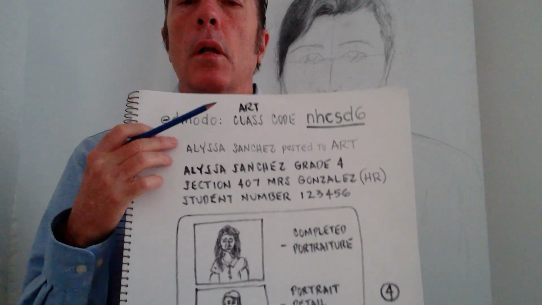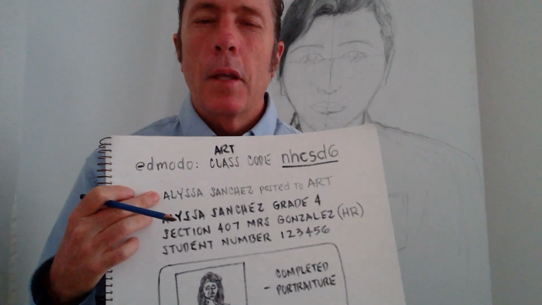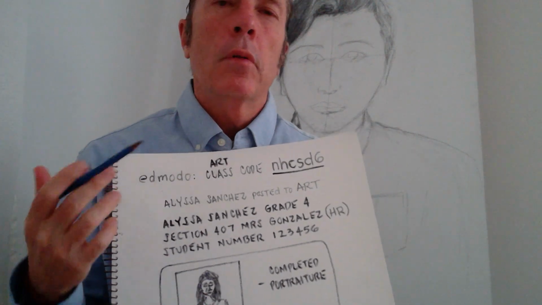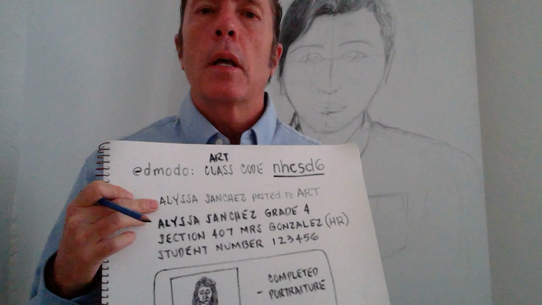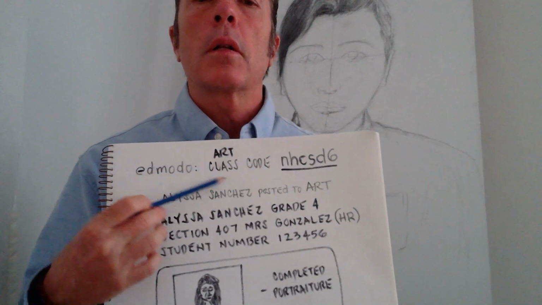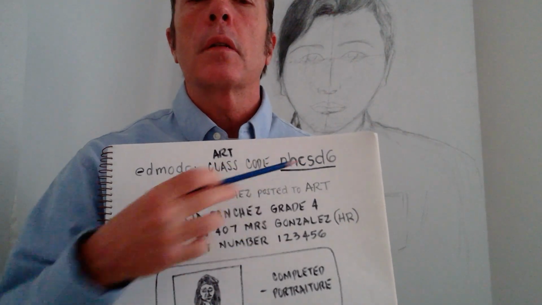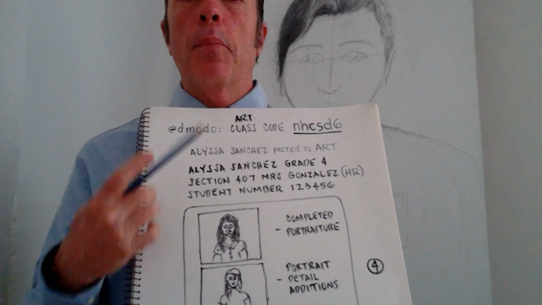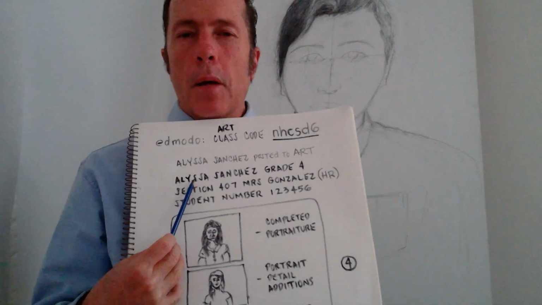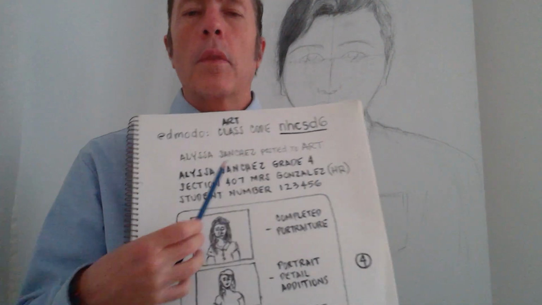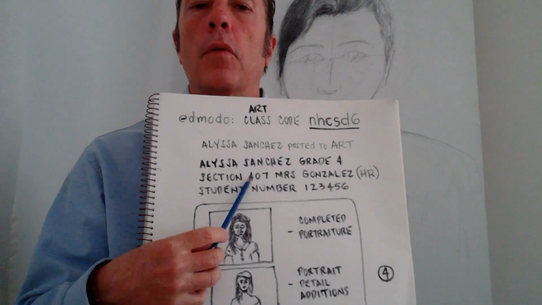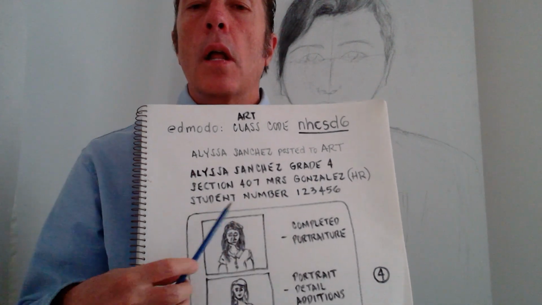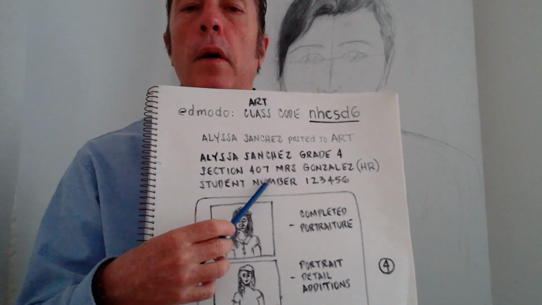Of course, it's art. Students, by the way, if you have a friend in the same class or another class of your same grade level or another grade level, you can speak with them and say, hey, look, the code for the art class is NHCSD6, and they should be able to log on to Edmodo and enroll in the class. Now, this happens to be a student that I made up, Alyssa Sanchez, grade 4. The section number is 407. Ms. Gonzalez would be the homeroom teacher, and the student number is 123456.